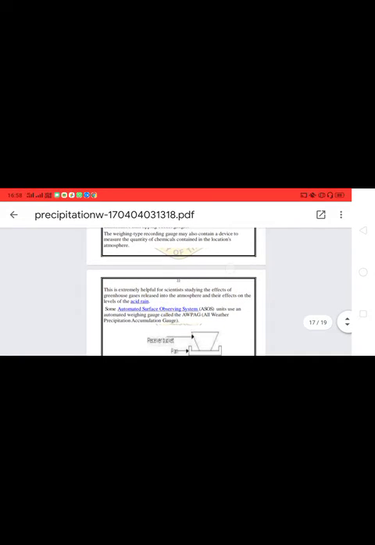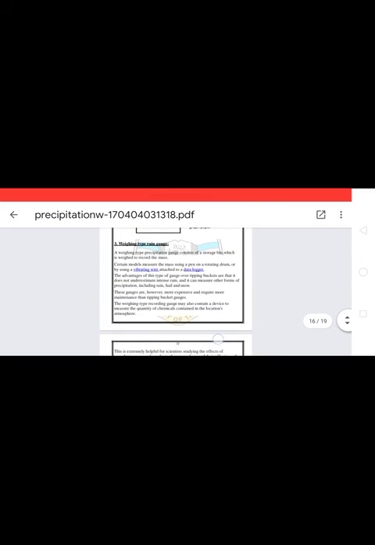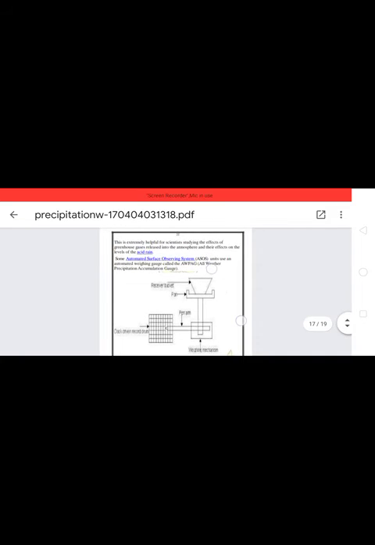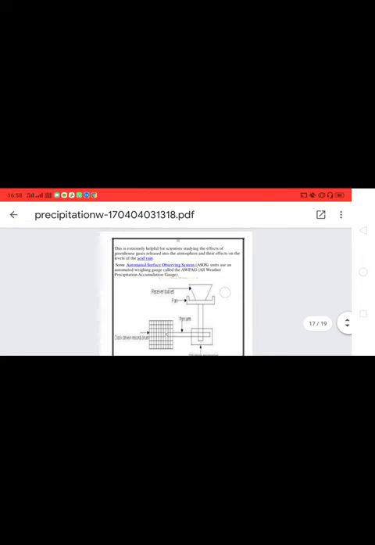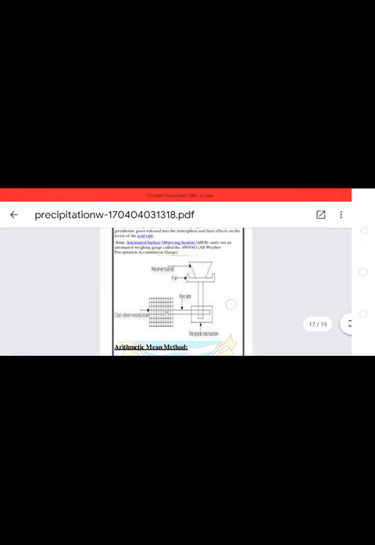This type of rain gauge is however more expensive and requires more maintenance than tipping bucket gauges. The weighing type of recording gauges may also contain a device to measure the quantity of chemicals contained in the atmosphere. Here it is, the weighing type of rain gauge, which is the most common rain gauge. This is also called a siphon rain gauge in India. This is extremely helpful for scientists studying the effect of greenhouse gases released into the atmosphere and their effect on the level of acid rain.